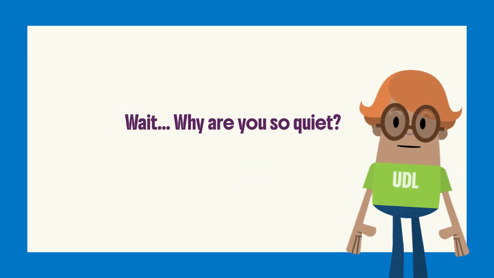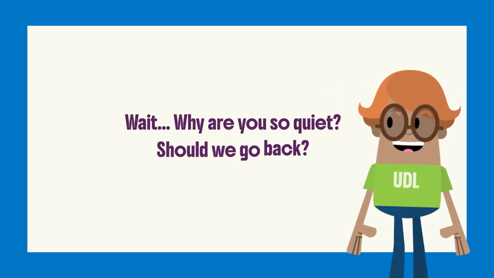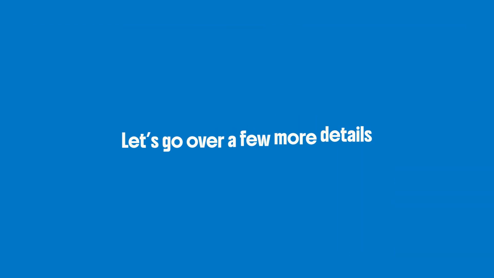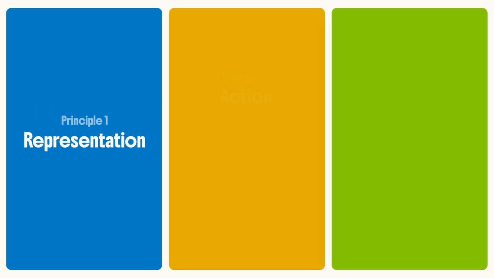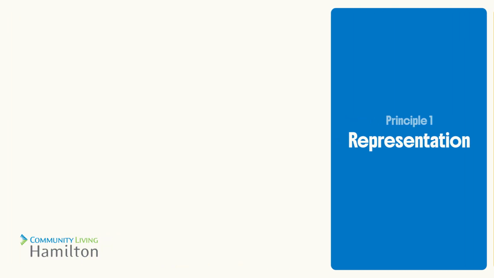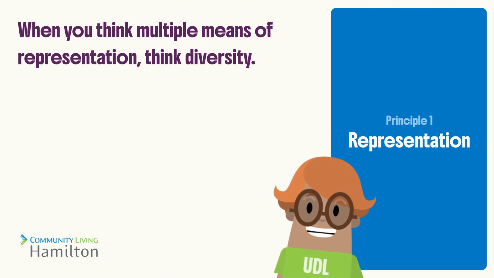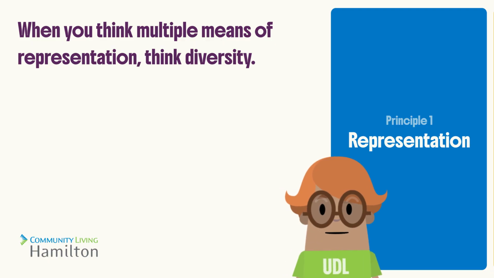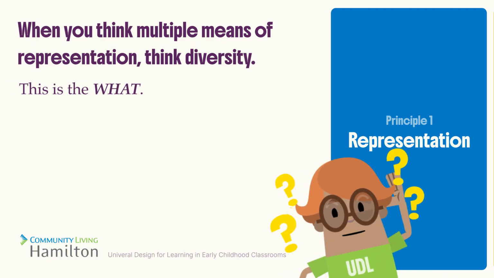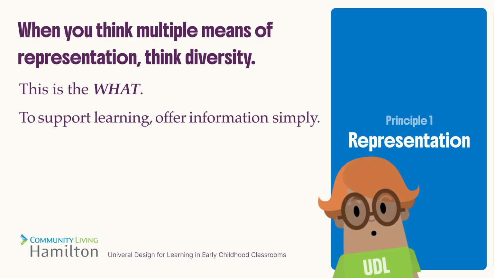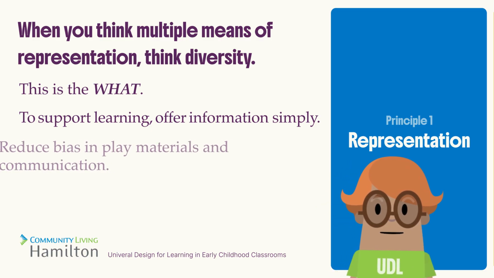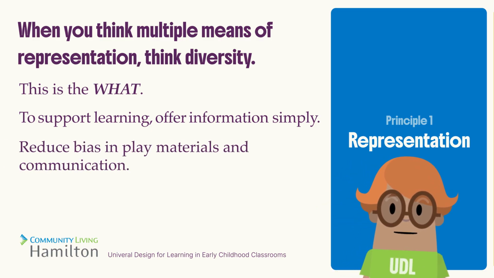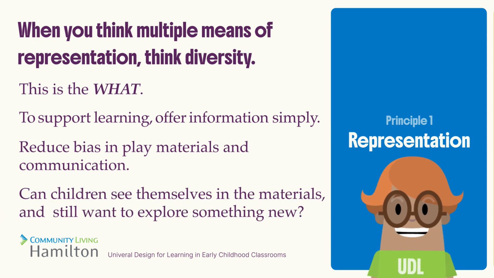Wait, why are you so quiet? Should we go back? Let's go over a few more details. Representation, action, and engagement. When you think multiple means of representation, think diversity. This is the what. To support learning, offer information simply. Reduce bias in play materials and communication. Can children see themselves in the materials and still want to explore something new?